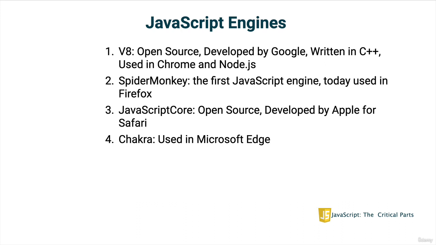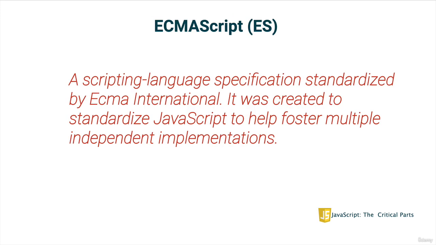Now, because of these differences, there needed to be a standard, and that is where ECMAScript comes in. This is a standard that JavaScript follows. ECMAScript is a specification that all JavaScript engines now follow. This allows multiple independent implementations, but it ensures that our code works the same. So when changes are made in the ECMAScript standard, the engines must be updated to support these changes. Some updates are faster than others.